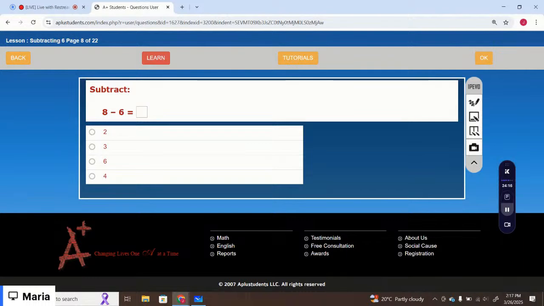8 take away 6, which is the correct option. 8 take away 6 is 2. Option number 1 is the correct option.